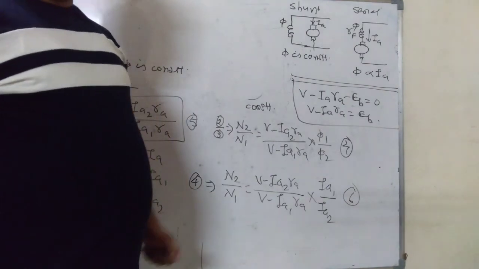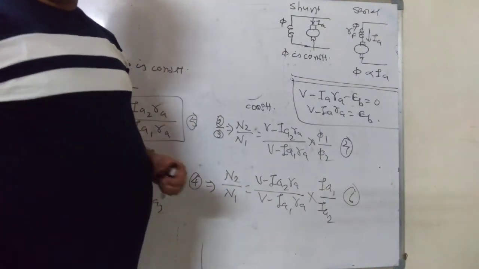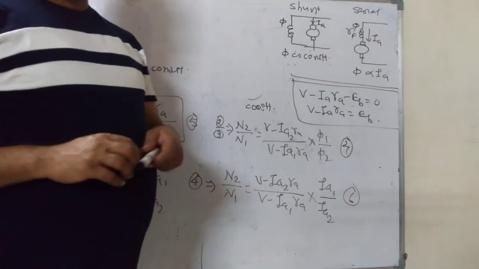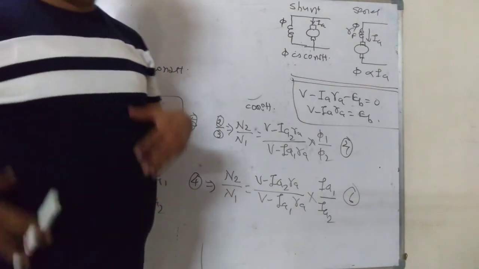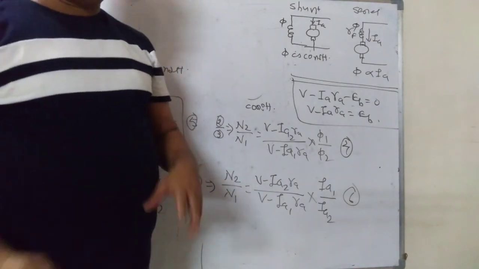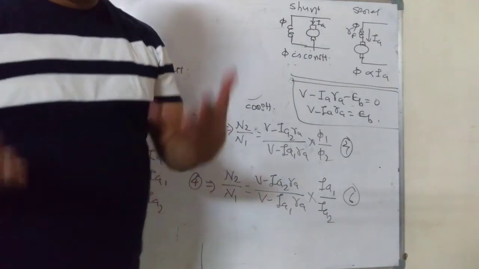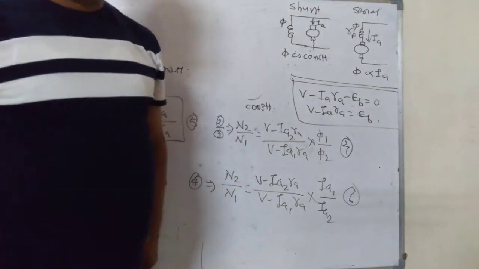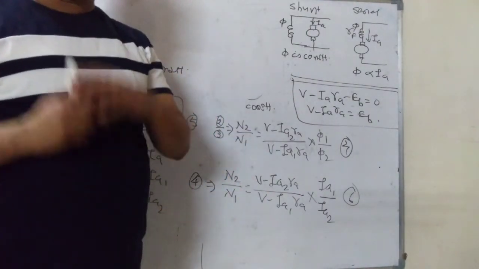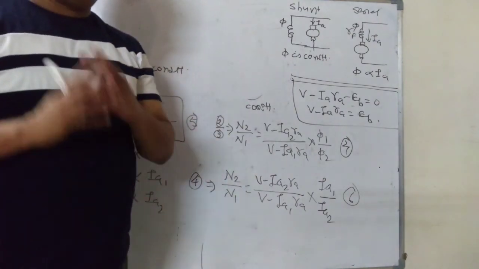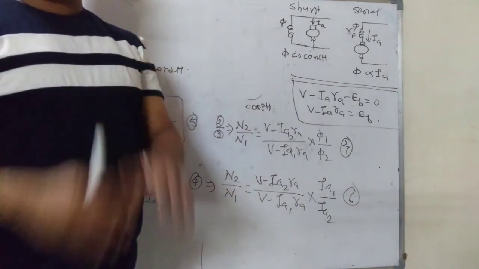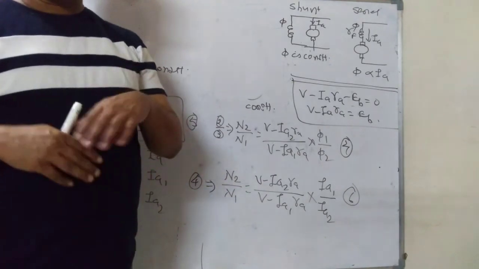Okay, this much is sufficient for today's lecture. And in the next lecture, I am going to explain a very important article which is definitely asked in the exam for 6 marks: the 3-point starter required for DC motors. That is the last article of the second unit, which I am going to explain.